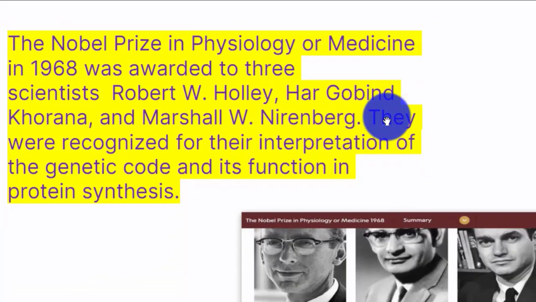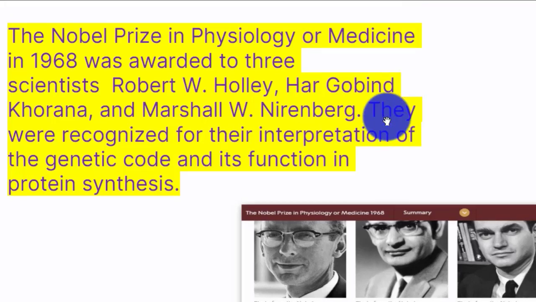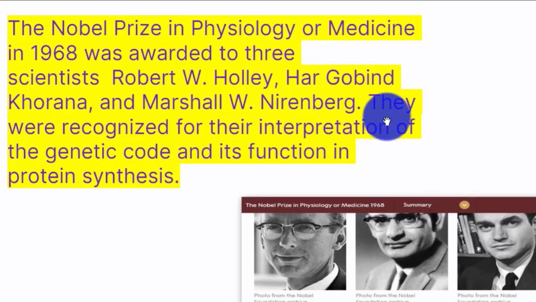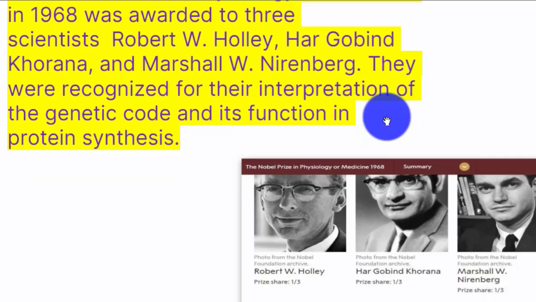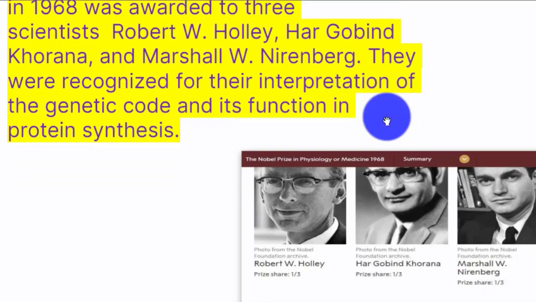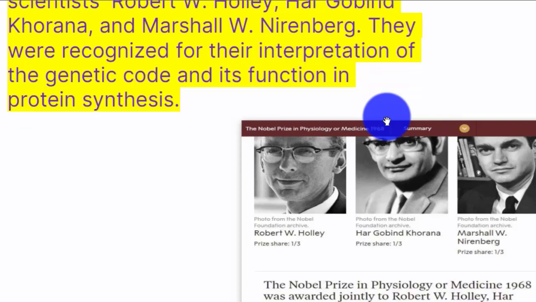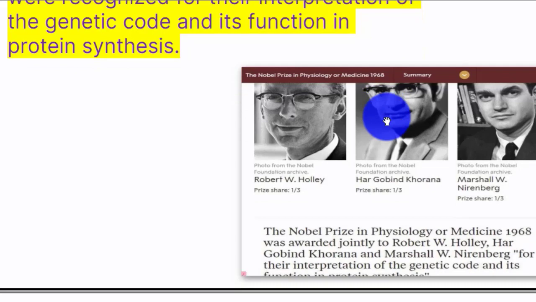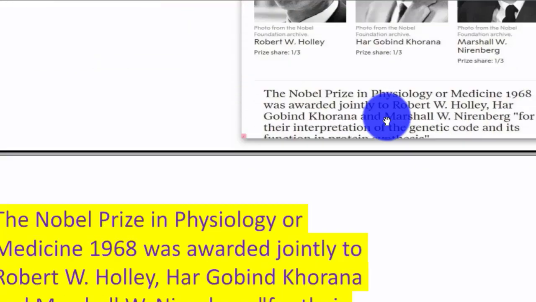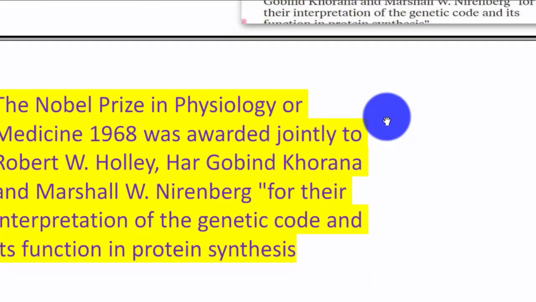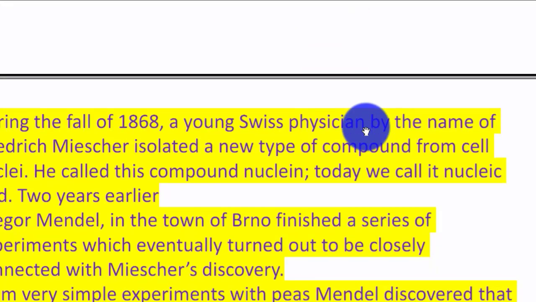The Nobel Prize in Physiology or Medicine in 1968 was awarded to 3 scientists, Robert Holley, Har Gobind Khorana, and Marshall Nirenberg. They were recognized for their interpretation of the genetic code and its function in protein synthesis.